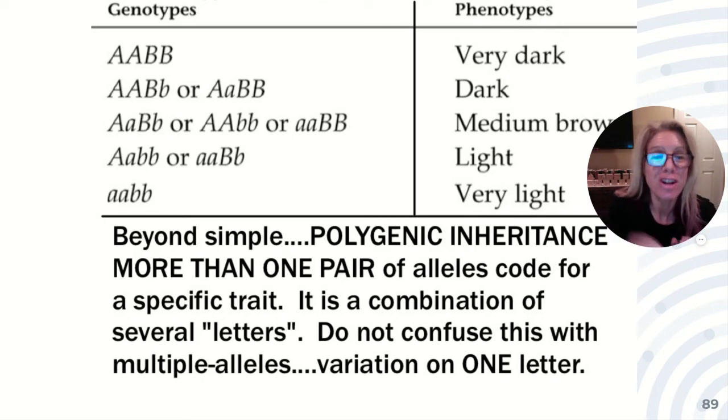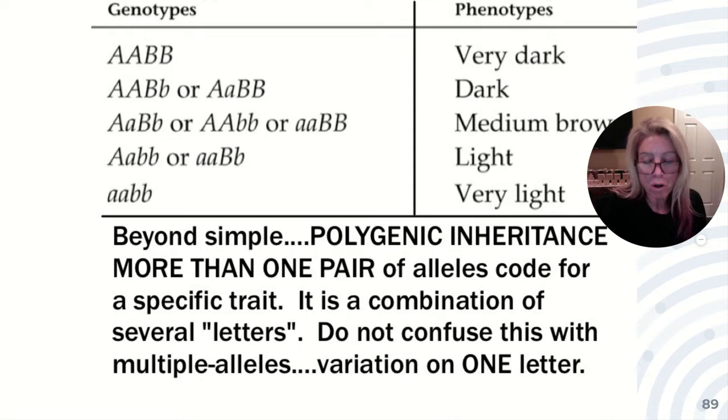Let me give you another example. Your intelligence. It's not like big S, you're super smart, big S, you're semi-stupid, and little s, you're super stupid. It's not like that. Your intelligence is a polygenic trait. Multiple different genes are contributing to your intelligence. So polygenic is defined as when one trait is governed by two or more sets of alleles.